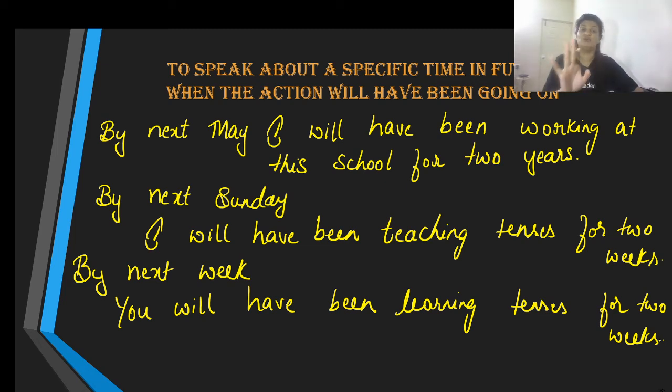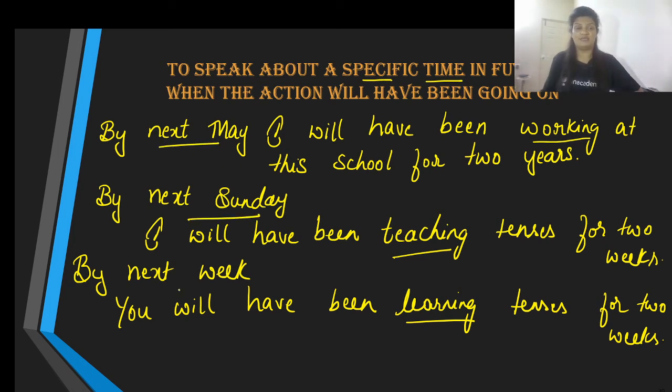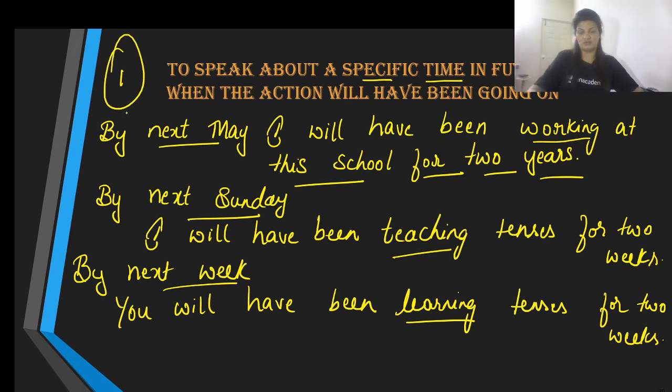and we are not referring to a completed action, we are referring to a continuity of the action. Even after that, we could prolong the action to speak about a specific time in future. So we are speaking about by next May, by next Sunday, by next week, I will have been working at this school for 2 years. It also shows duration over here. I will have been teaching tenses for 2 weeks. You will have been learning tenses for 2 weeks. So this is the number 1 usage.